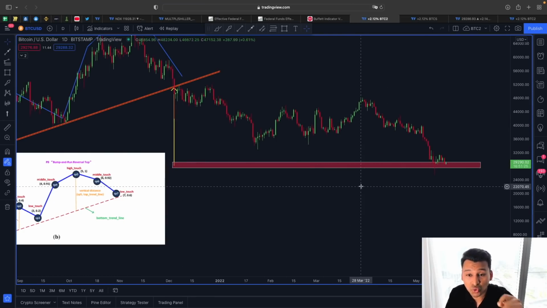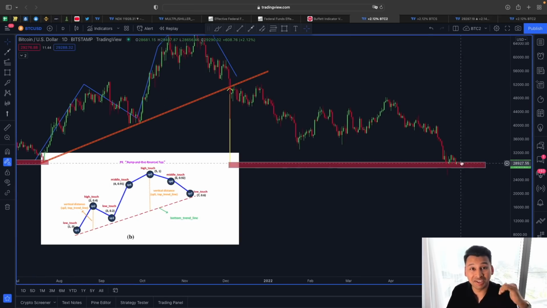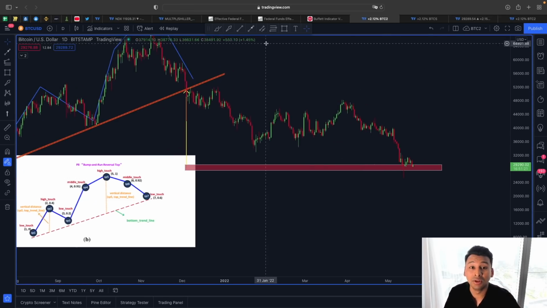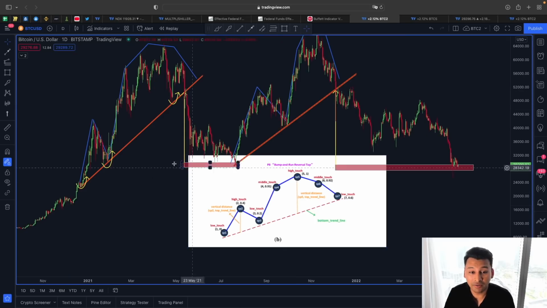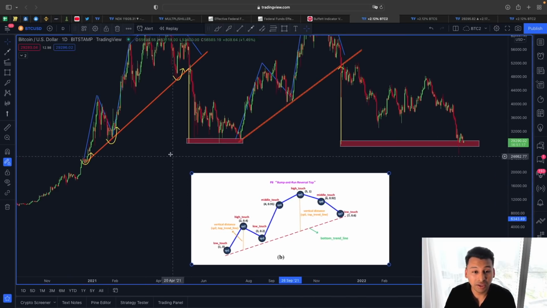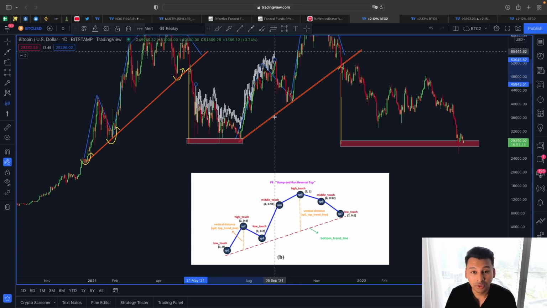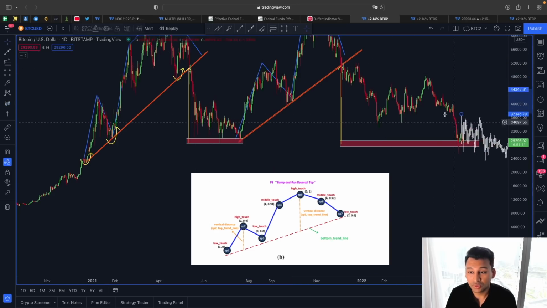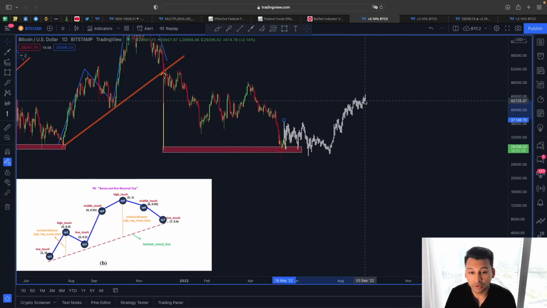So if we do manage to remain above this 29,000 here for the immediate short term, we can see a very similar scenario unfolding just like this one here. More of a range bound movement, right, and price slowly trying to show this movement here in the upper direction.